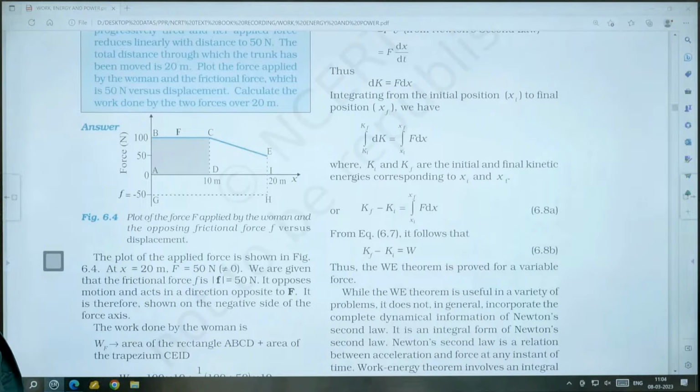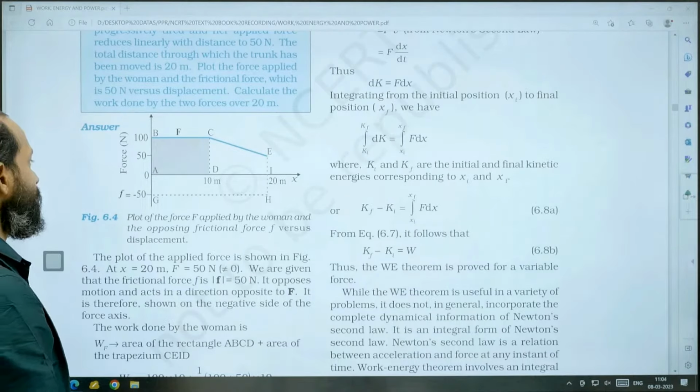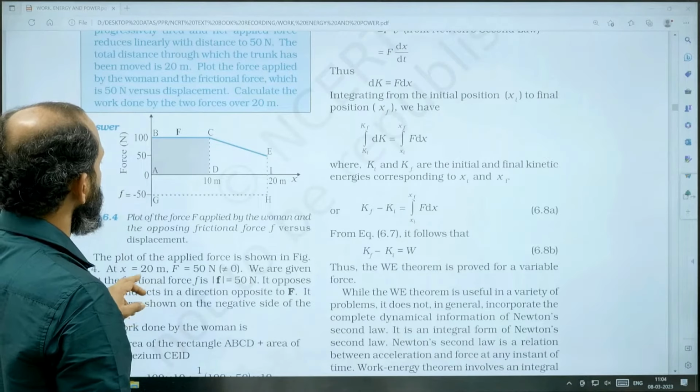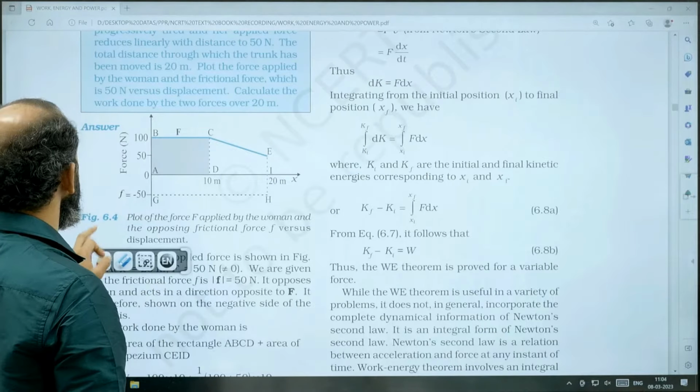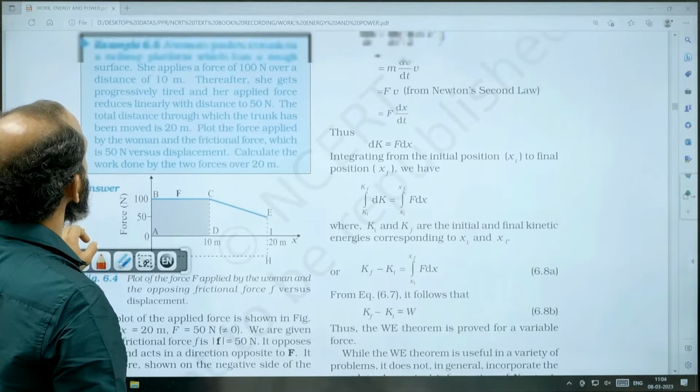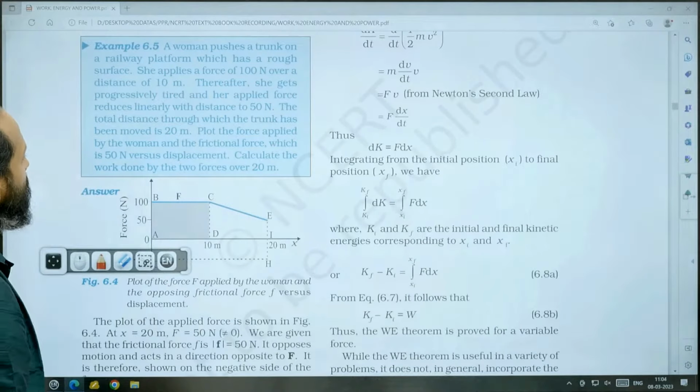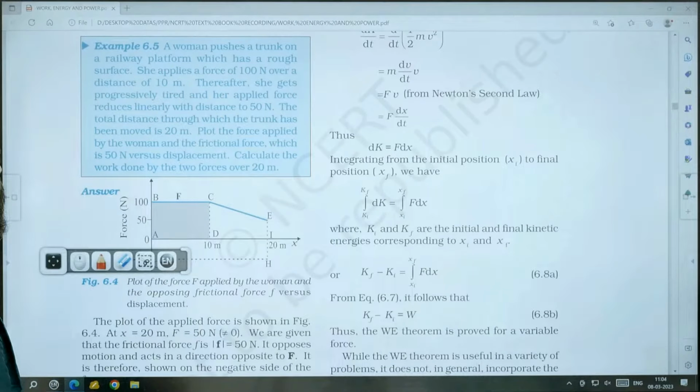Then what is the total work done? In a force displacement graph, total work done is the area under the graph. Here there can come many questions based on this graph. Let us go through that. 100 Newton force over 10 meter, then applied force reduces. Total distance through which the trunk has been moved is 20 meter.